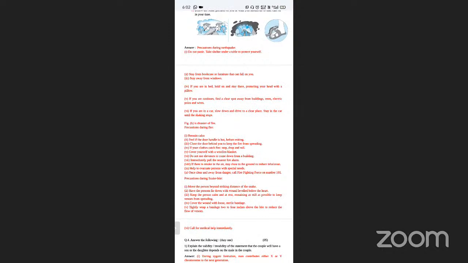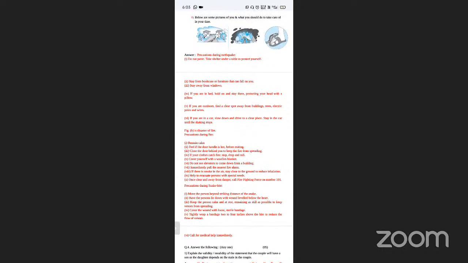Then precautions during snake bite. First point, move the person beyond striking distance of the snake. Second point, have the person lie down with the wound positioned below the heart. Third point, keep the person calm and at rest, remaining as still as possible to keep venom from spreading. Fourth point, cover the wound with a loose sterile bandage. Fifth point, tightly wrap a bandage 2 to 4 inches above the bite to reduce the flow of venom. And sixth point, call for medical help immediately.